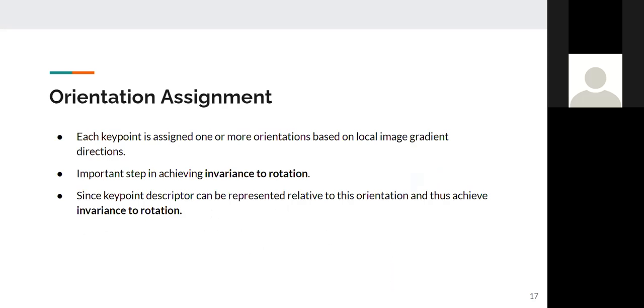Next slide. The next step is orientation assignment. In this step, each key point is assigned one or more orientations based on the local image gradient direction. This is an important step in achieving invariance to rotation, since the key point descriptor can be represented relative to this orientation and thus achieve invariance to rotation. Next slide.